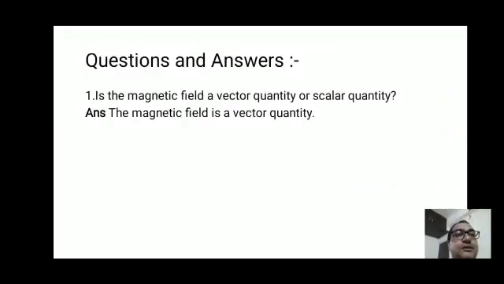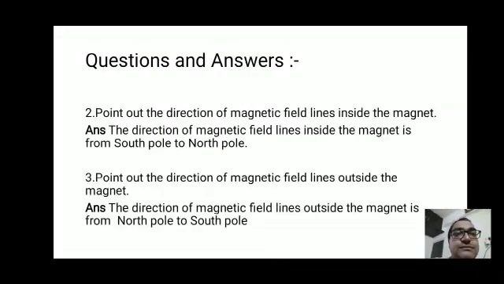Students, let's discuss certain questions based on this activity. First question: is the magnetic field a vector quantity or a scalar quantity? Students, the answer is that the magnetic field is a vector quantity. Now the second question: point out the direction of magnetic field lines inside the magnet. It means inside the magnet, in which direction the magnetic field lines are moving. The answer is that the direction of the magnetic field lines inside the magnet is from the south pole to the north pole.